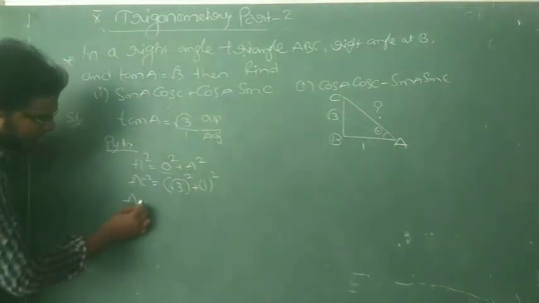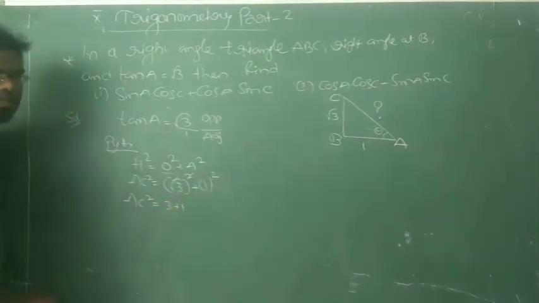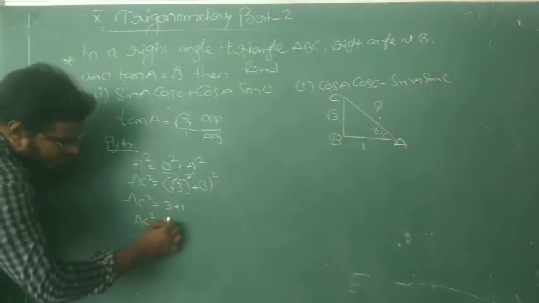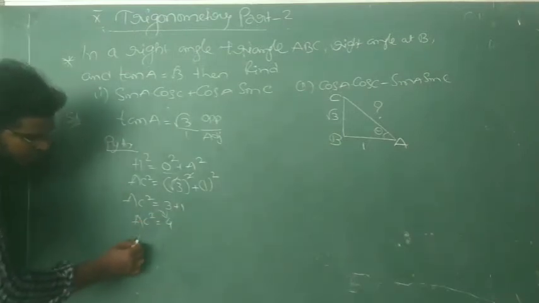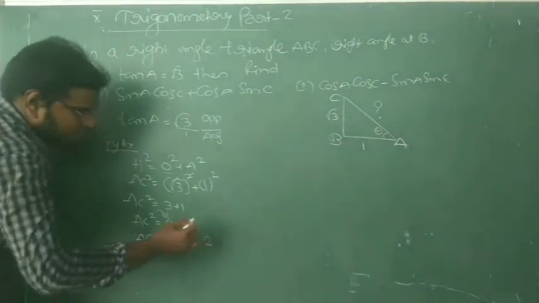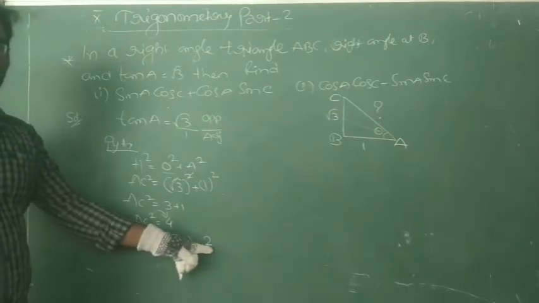Now listen. AC square is equal to, square root gets cancelled, 3 plus 1 square means 1. And now AC square is equal to 3 plus 1, 4. Now send the square to that side, it becomes the root. Is it clear? Under root 4 is equal to 2.